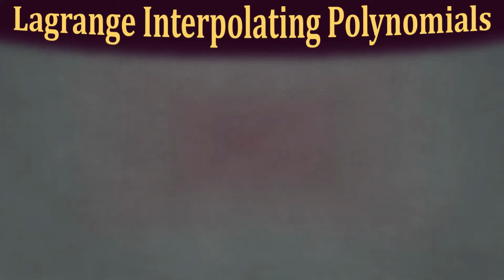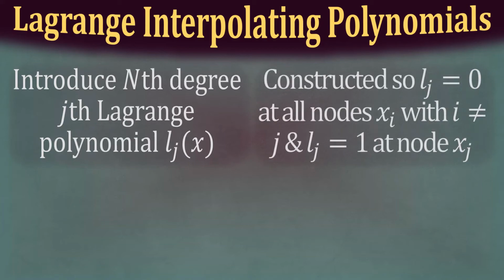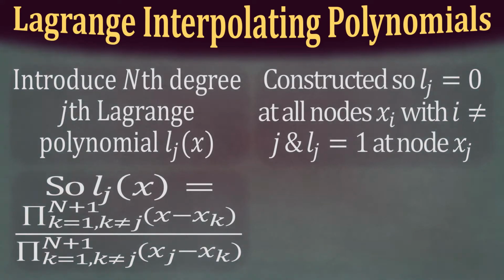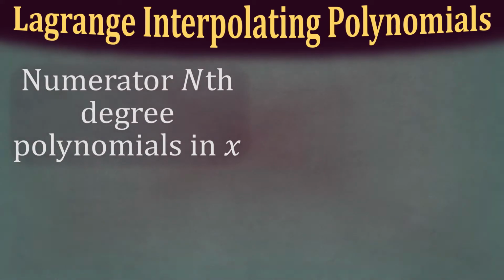Now, let's move on to discuss the Lagrange interpolating polynomial. We introduce the nth degree jth Lagrange polynomial Lj(x), which is constructed so that Lj equals 0 at all nodes xi with i not equal to j, and Lj equals 1 at node xj. So Lj(x) is equal to the product for all k from 1 to n+1, but not including j, of (x minus xk), divided by the product from k = 1 to n+1, but not including j, of (xj minus xk). Note that the denominator is a constant and the numerator is an nth degree polynomial in x.